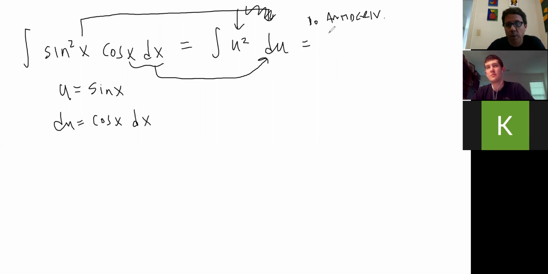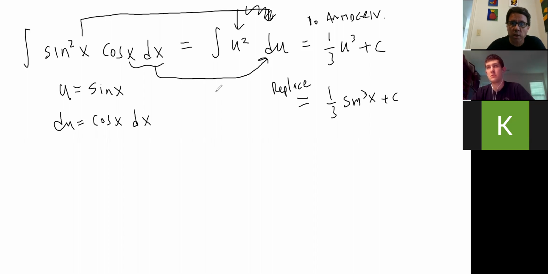Well, let me write this down, and then we'll just reconfirm or repeat what I was saying. Okay. That I can do the antiderivative of u squared to get 1/3 u cubed, and then I can replace to get back to the x's that this would be 1/3 sine cubed. I'm just plugging the u back in.